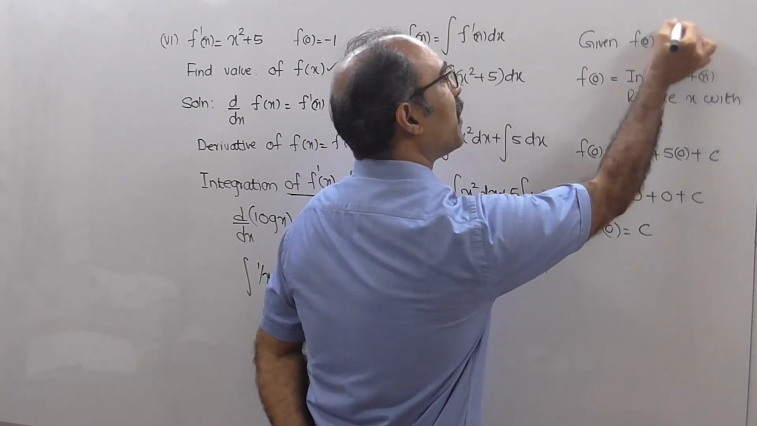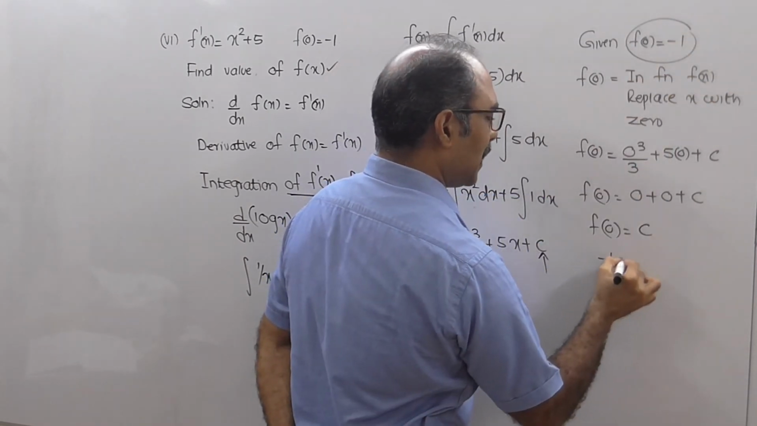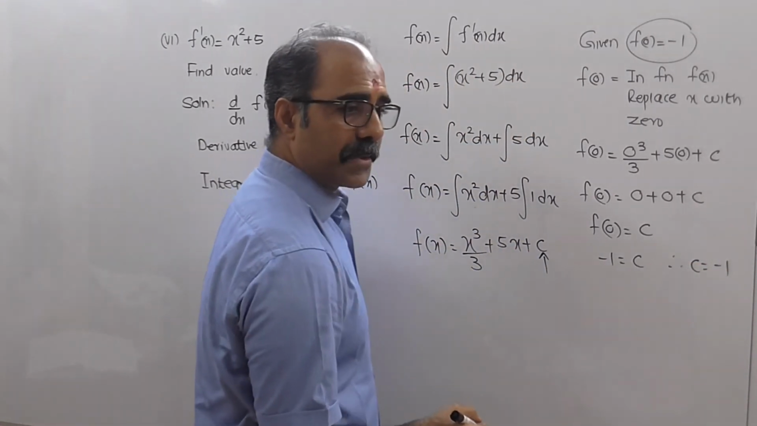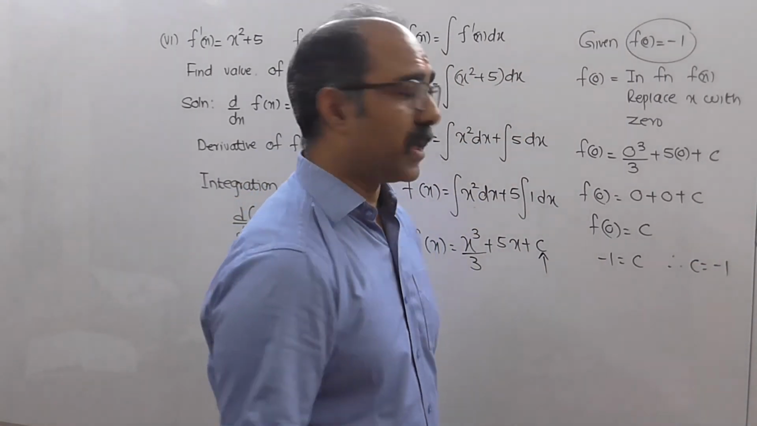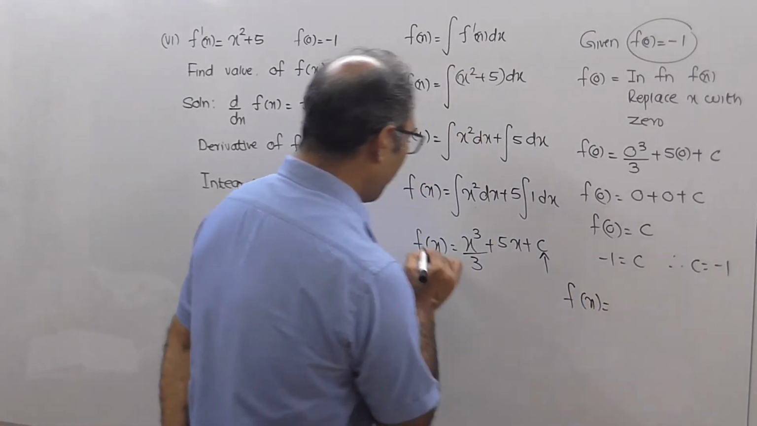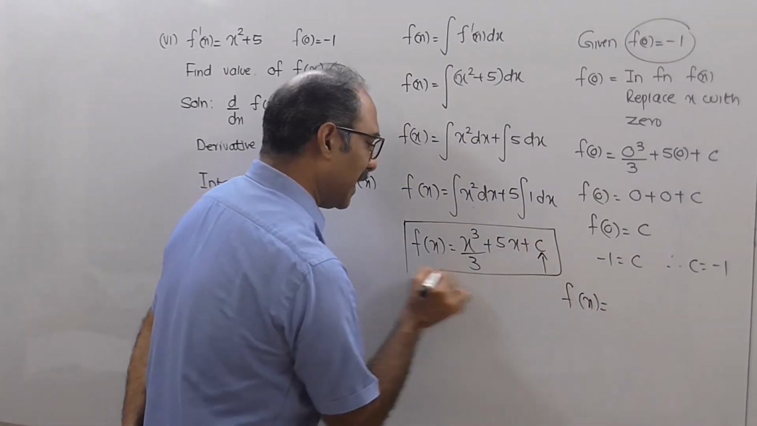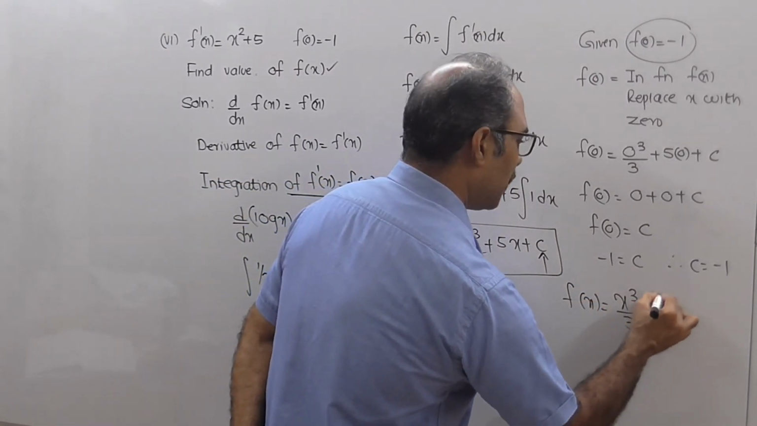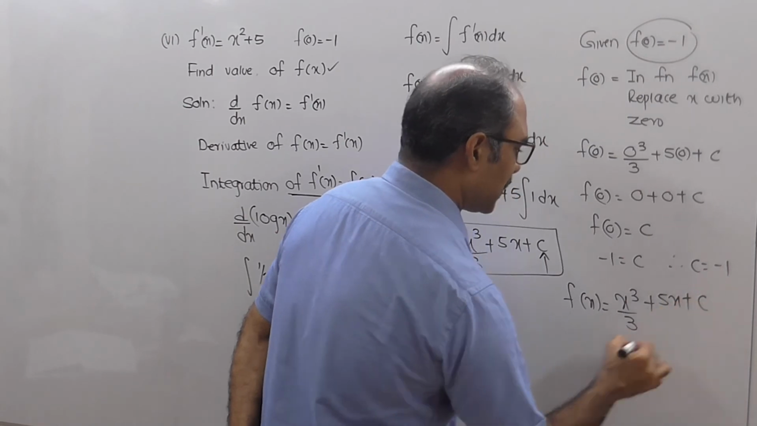But they say that f of 0 is minus 1. So can I say that minus 1 equal to c? Therefore can I say that c equal to minus 1? Now question क्या पूछा है? The question is to find the value for f of x. I have found f of x with lot of efforts by taking integration. I have got the answer as x cube upon 3 plus 5x plus c.